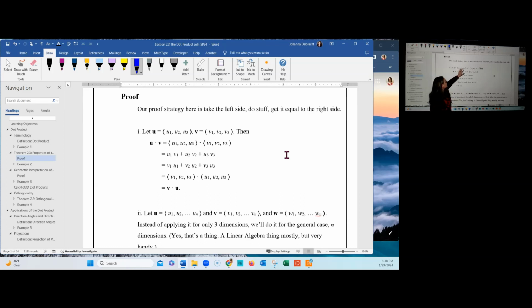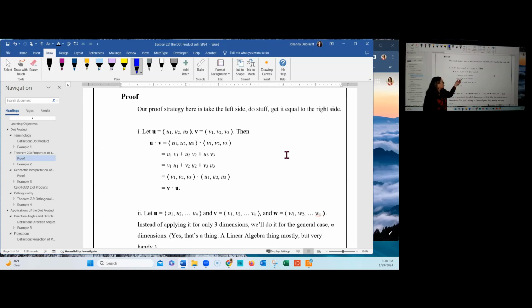So we start with the definition of u and v in component form, and then we take the dot product according to our definition, which is the addition of the multiplication of each of the corresponding components. So we get u1 v1 plus u2 v2 plus u3 v3. Now these are real numbers. Remember that the components of the vector are real numbers, and we know that real numbers are commutative.